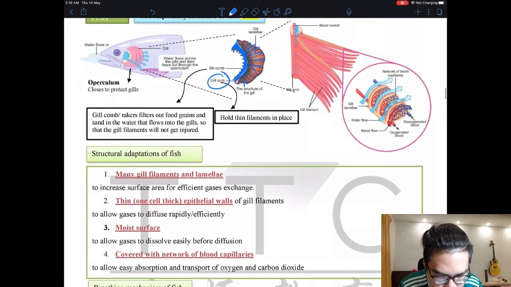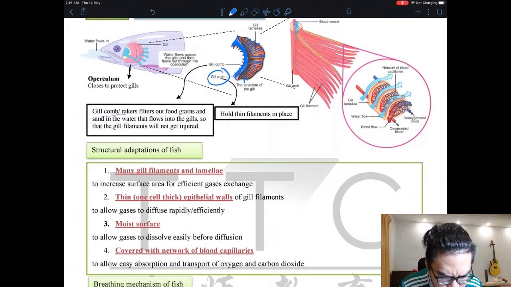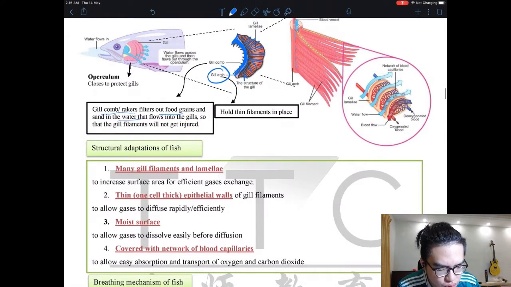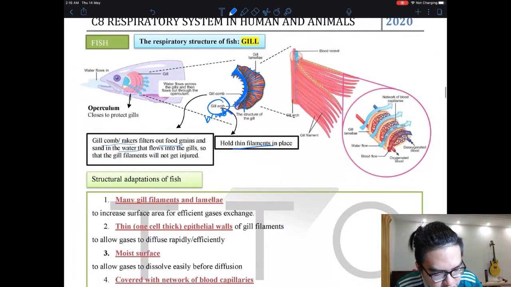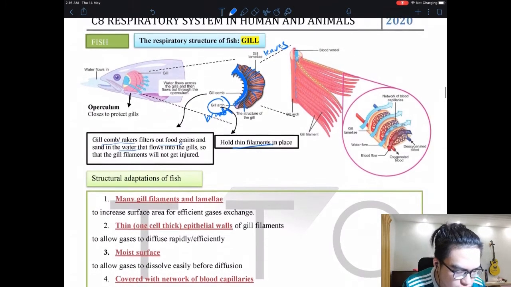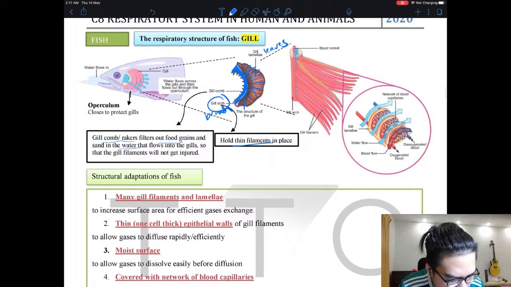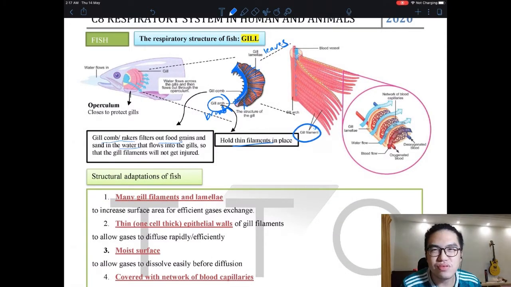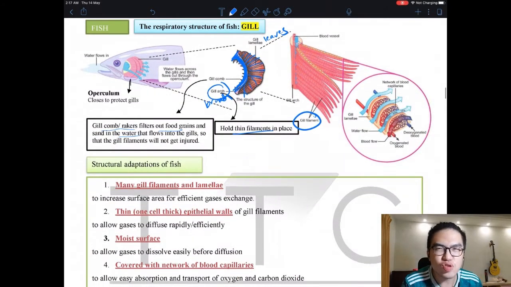The gill comb, or the rachis, is also important. It filters out food grains, not so important here. But the gill arc here is to hold the filament. So think of it as this is the branch, and then the lamella is the leaves. Very simple. Oh yeah, you have gill filaments. A filament is like a small gill arc. So you have the gill arc, and then the filament, and on top of the filament you have lamella.